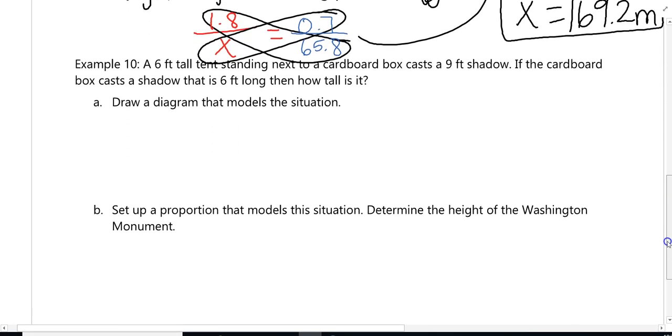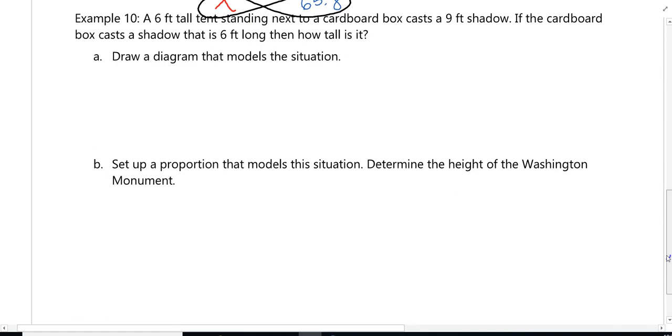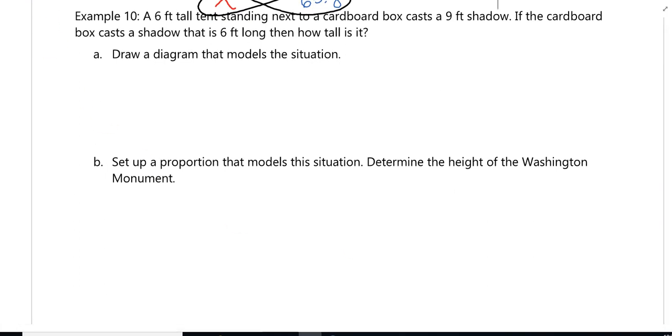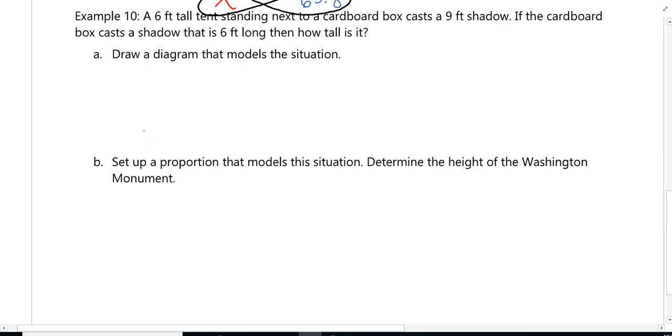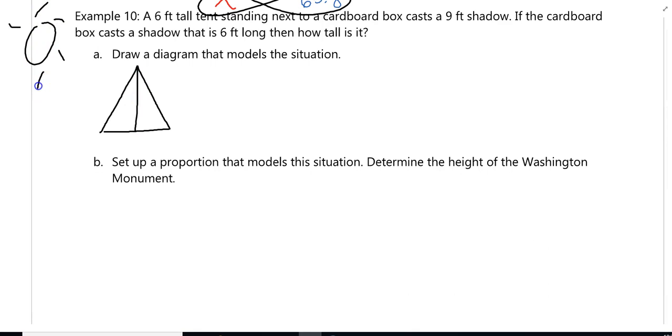solving for whatever missing length or side that we don't have, right? So next example says, a 6 feet tall tent standing next to a cardboard box casts a 9-foot shadow. If the cardboard box casts a shadow that's 6 feet long, how tall is it? So what we have here is a tent. This is going to be my little tent. Looks kind of like a triangle, right? And again, my sun's over here, and it's casting down a shadow.